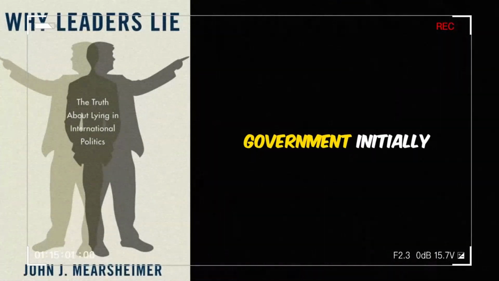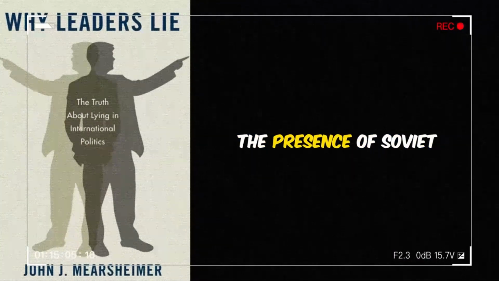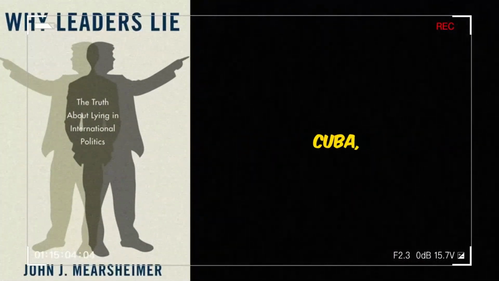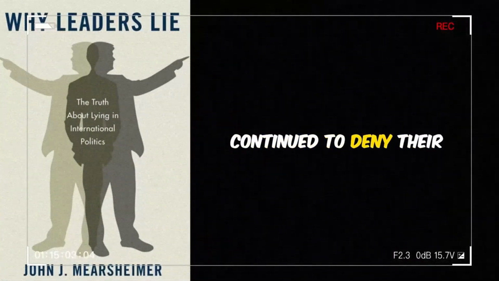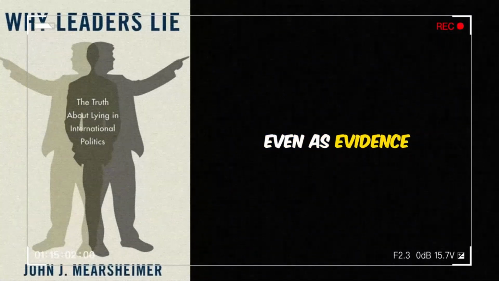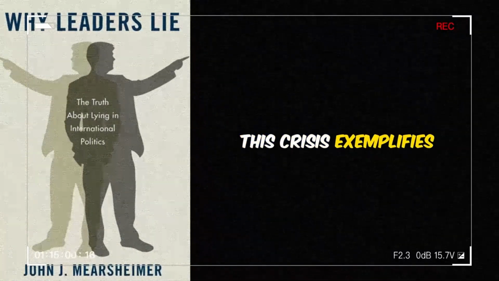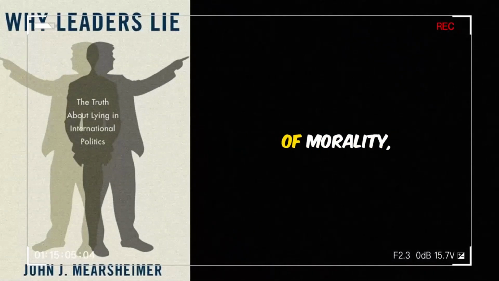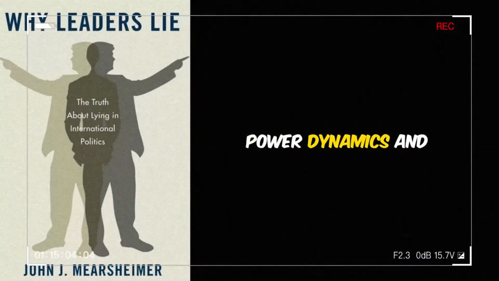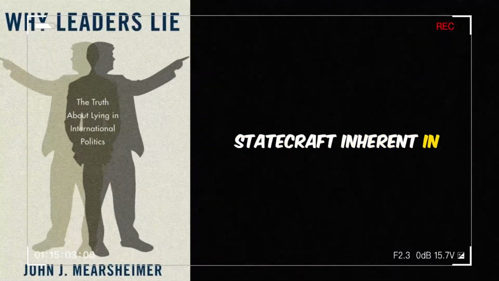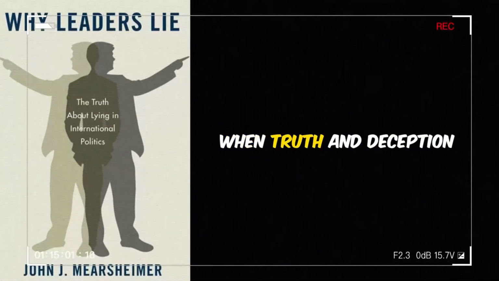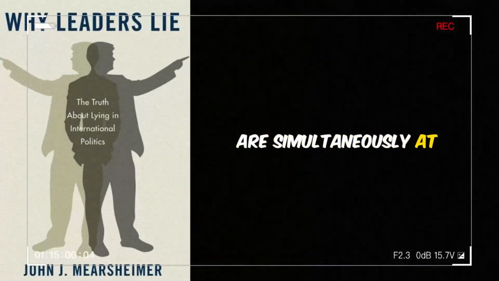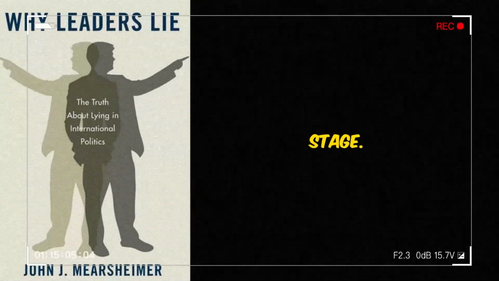The U.S. government initially denied any knowledge of the presence of Soviet nuclear missiles in Cuba, while the Soviet Union continued to deny their existence even as evidence mounted. This crisis exemplifies the intricate interplay of morality, power dynamics, and statecraft inherent in the decisions of leaders when truth and deception are simultaneously at play on the global stage.